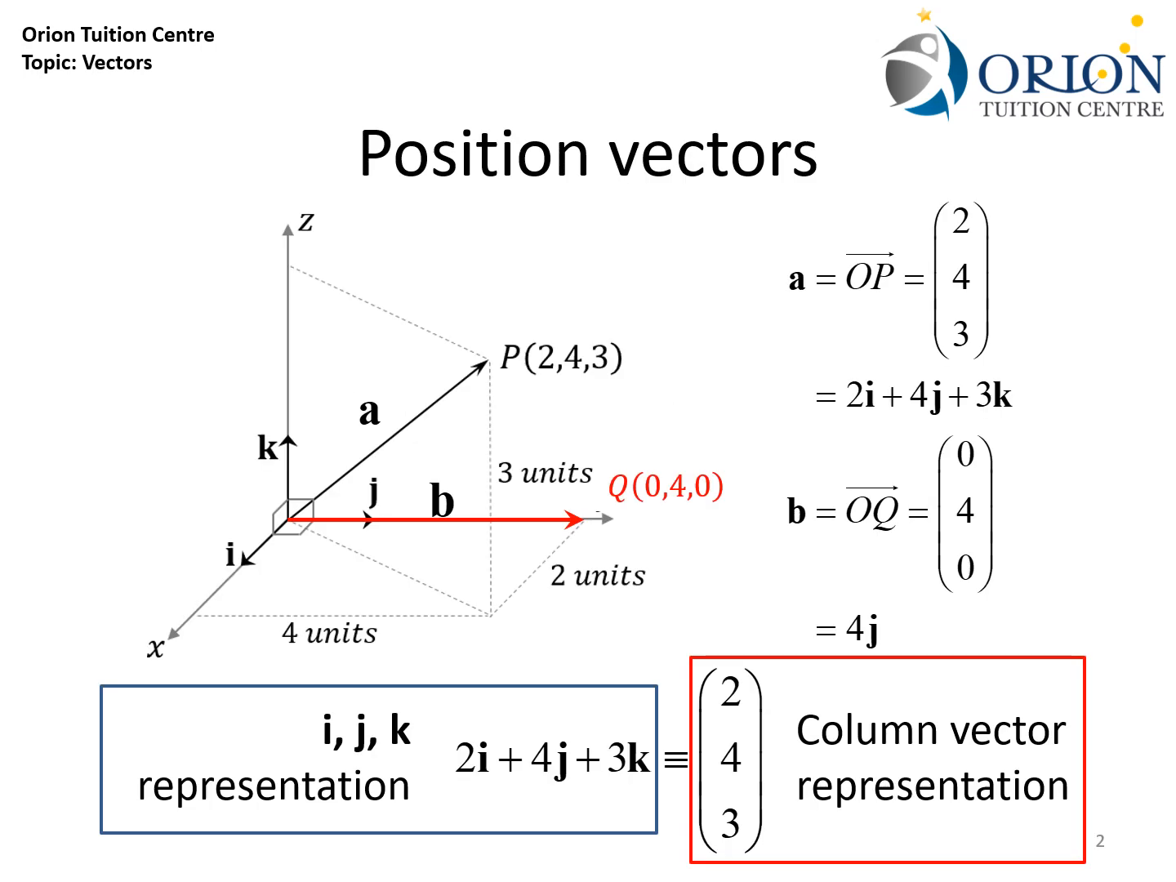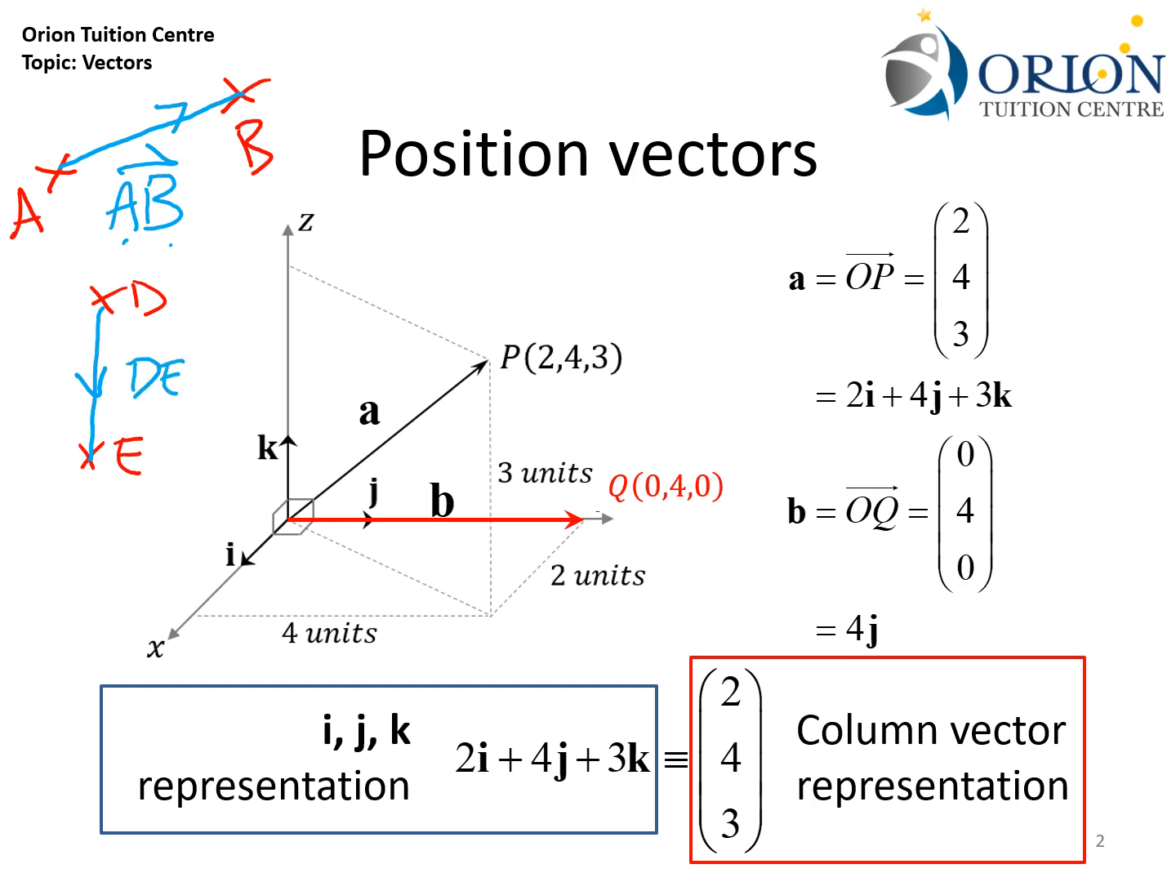A vector is a quantity which brings us from one point to another. For example, if we have 2 points, A and B, what a vector does is, if we have a vector AB, it brings us from point A to point B, and we write it like this, from point A to point B, with an arrowhead above AB. Likewise, if I have points D and E, the vector DE will bring me from point D to point E, and this is represented by the vector DE with an arrow on top.